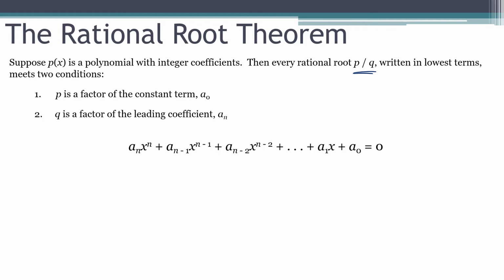This becomes a sub n times p over q to the n, plus a sub n minus 1 times p over q to the n minus 1, and so on. I'll do n minus 2. So that's a 2.